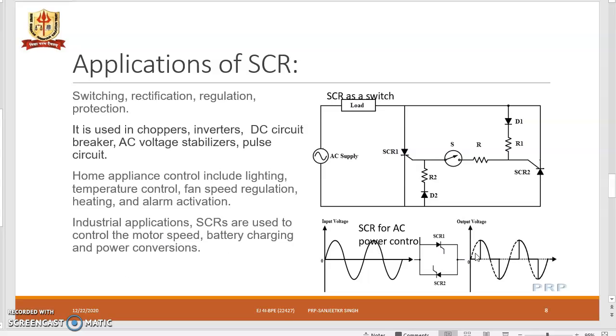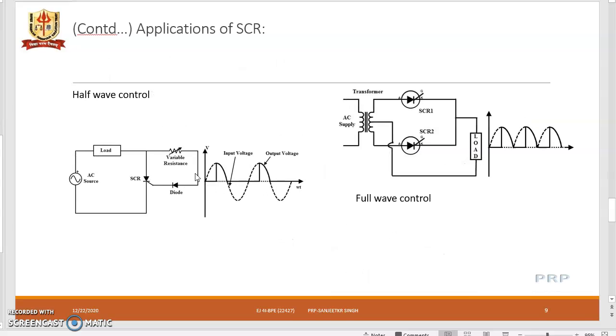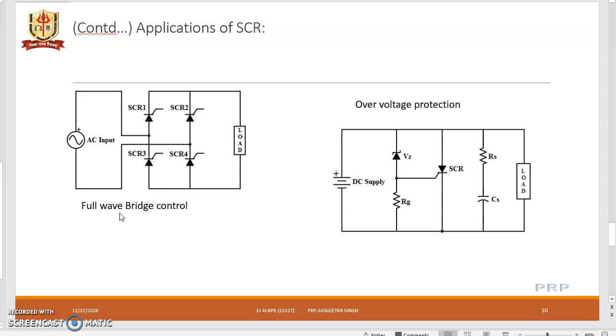Here we can see the diagrams for the different applications, half wave and so on. Full wave control: half wave requires only one SCR, whereas full wave requires two SCRs. Full wave bridge control will require 4 SCRs, rectifying both the positive and negative half, and 2 SCRs will be conducting at a time. For overvoltage protection, with the help of RS, CS, and the Zener diode we can provide protection.